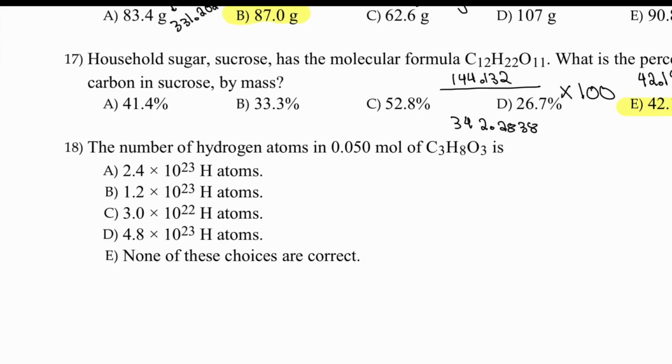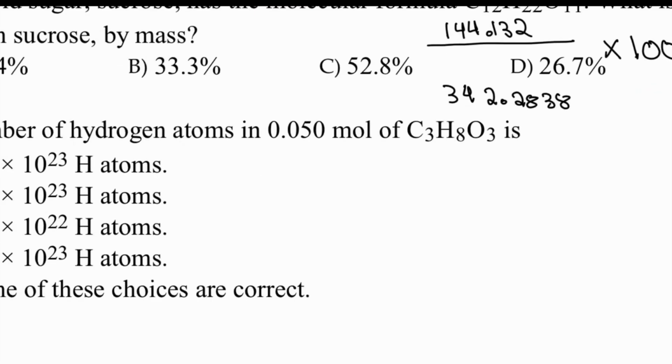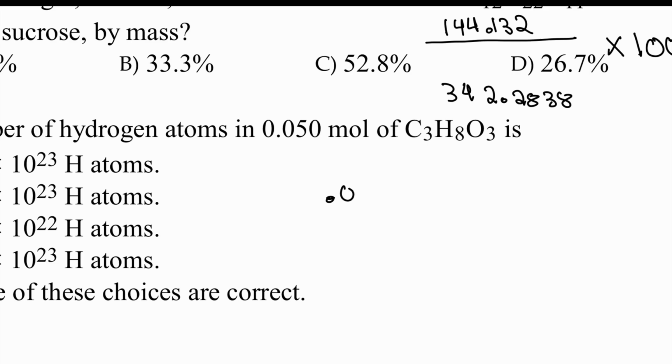Last one, and it's the easiest one, which I don't know because I didn't actually look at this one. So the number of hydrogen atoms in 0.050 moles of C3H8O3. So they give us something in moles. Let's at least write that down.